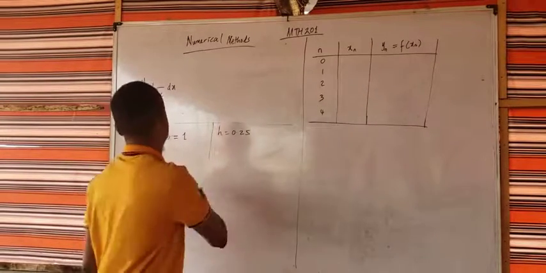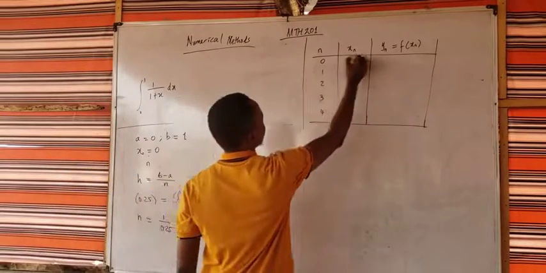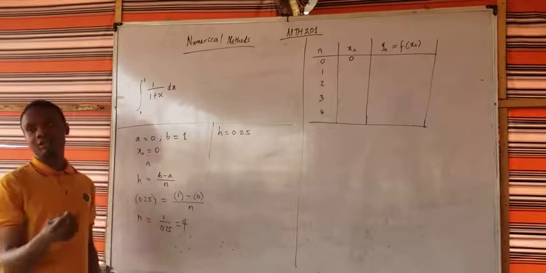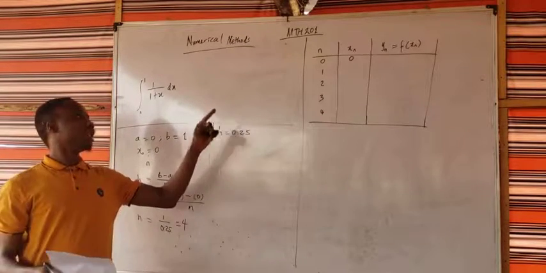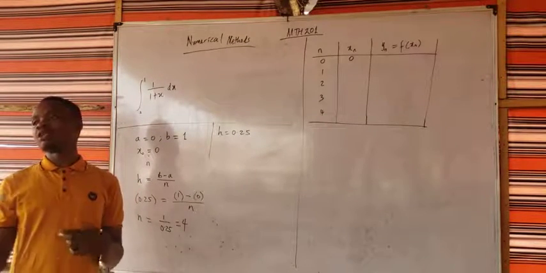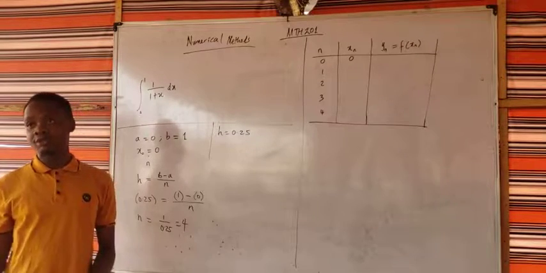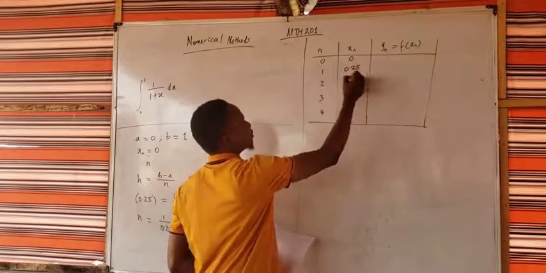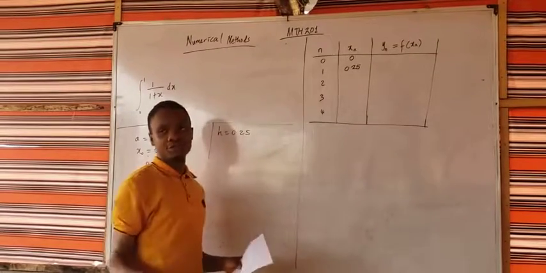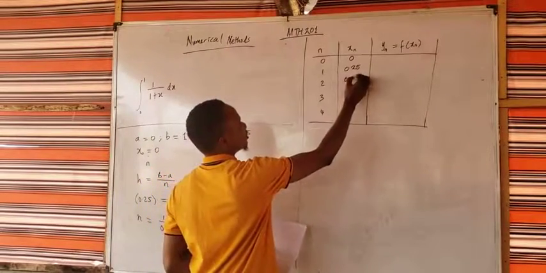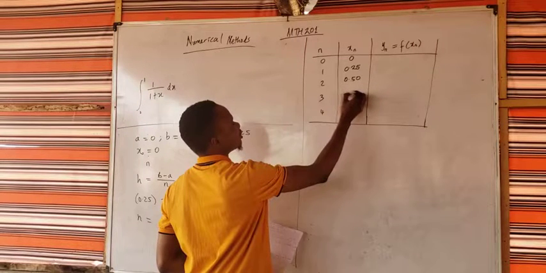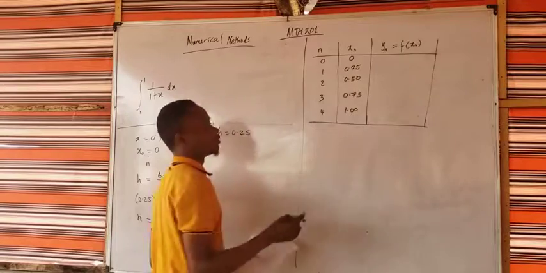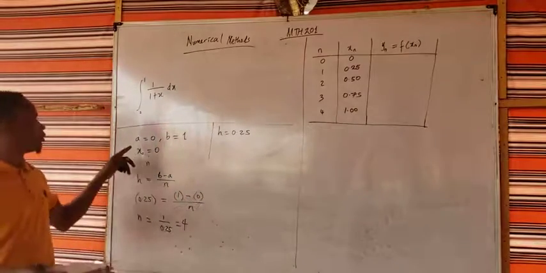So what is my x naught? I'm going to start with 0. H is the size of the interval. So if I start with 0, the next value will be 0 plus 0.25, so that's going to be 0.25. The next one will be 0.25 plus 0.25, that is 0.50. The next one will be what? 0.75. And lastly, 1.00. So it should usually go from a to b.